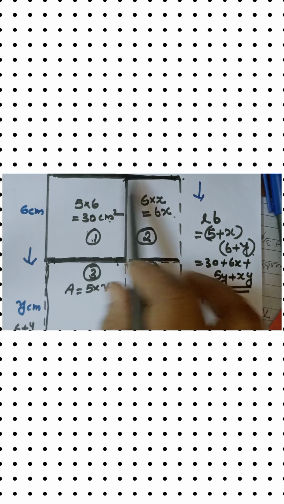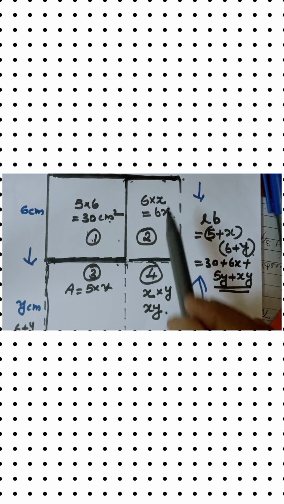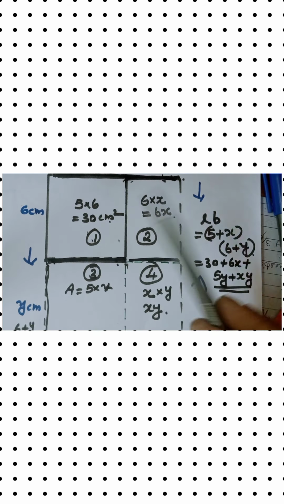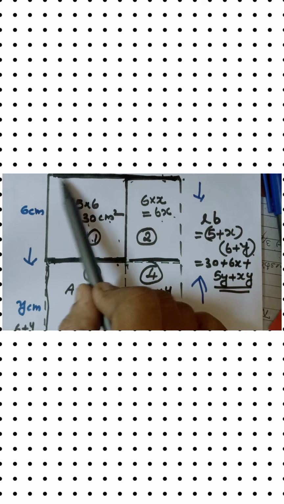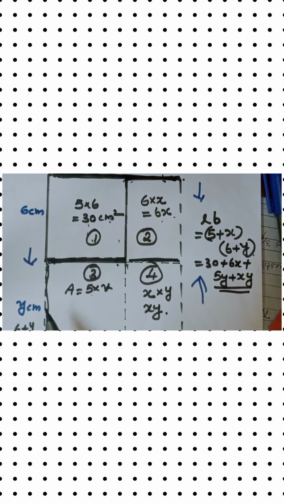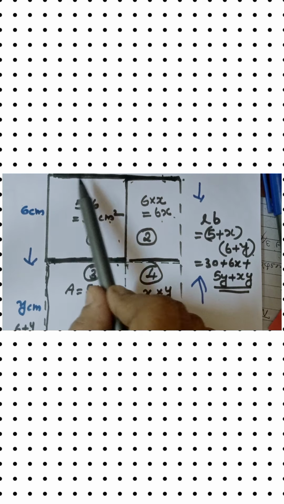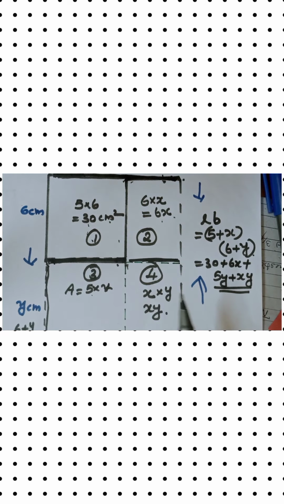That is, first we take a rectangle, then extended both sides by x centimeter and y centimeter. Then we got 4 parts. Then each part separately we want to find the area. Then find the total area by adding all the areas. That is 30 plus 6x plus 5y plus xy. And already we know the area of a rectangle is length into breadth. So here the sides are 5 plus x and 6 plus y. So if we multiply that, we will get the total area of that figure. That is 30 plus 6x plus 5y plus xy.